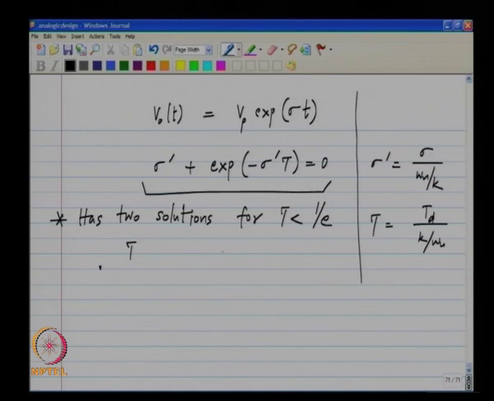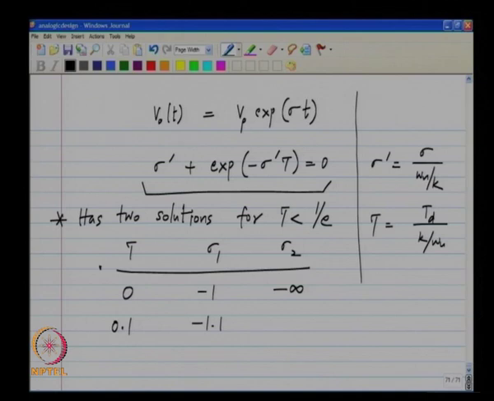We can list the solutions for different values of tau. For tau equal to 0, that is no delay, we have just a single solution, and the other solution can be thought of as being at minus infinity. So this minus 1 corresponds to a sigma value of minus omega u by k, and we already know that without delay, you get solutions of the form exponential minus omega u by k times t. For tau equals 0.1 you get something like minus 1.1 and minus 35.8 and so on.